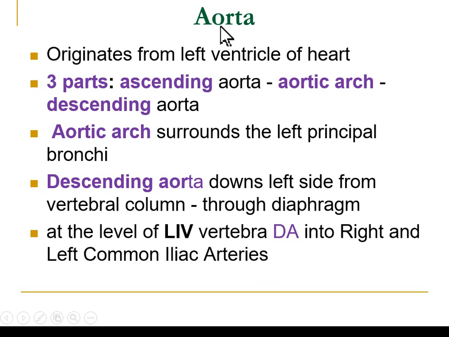The aorta is a very important, main, biggest artery of the human body. It originates from the left ventricle and has three parts. By topographic position, it surrounds the left principal bronchus. The descending aorta has a thoracic part and an abdominal part because it goes down through the diaphragm. At the level of the fourth lumbar vertebra, the descending aorta continues into the right and left common iliac arteries.